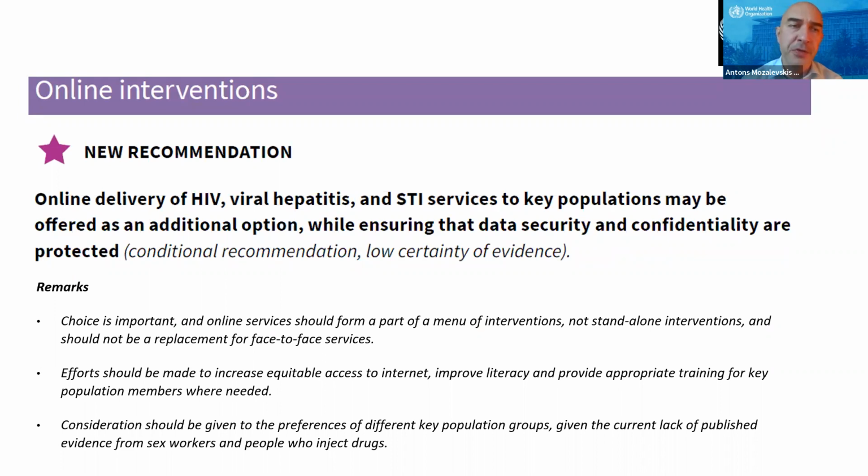So we have another new recommendation related to online interventions. We looked mostly into three types of online interventions: online outreach, provision of information through online platforms, and also online case management. And there was sufficient evidence to recommend online delivery of HIV, hepatitis, and STI services to key populations to be offered as an additional option, while ensuring that data security and confidentiality are protected.